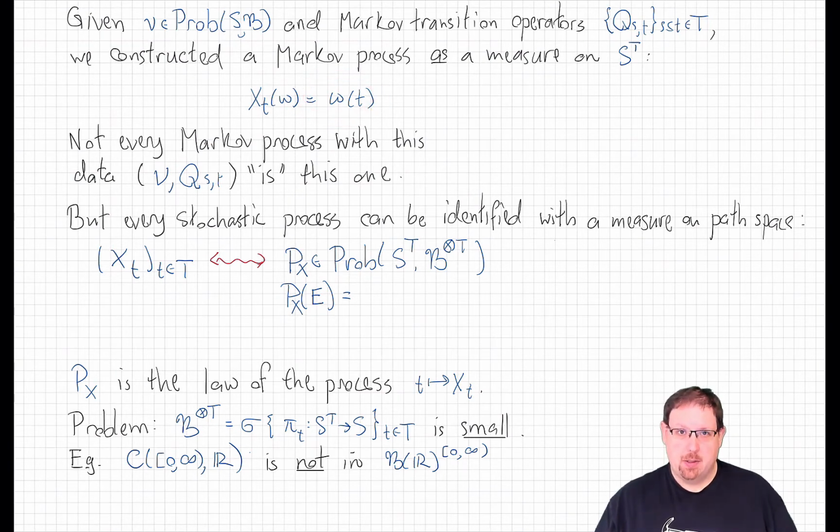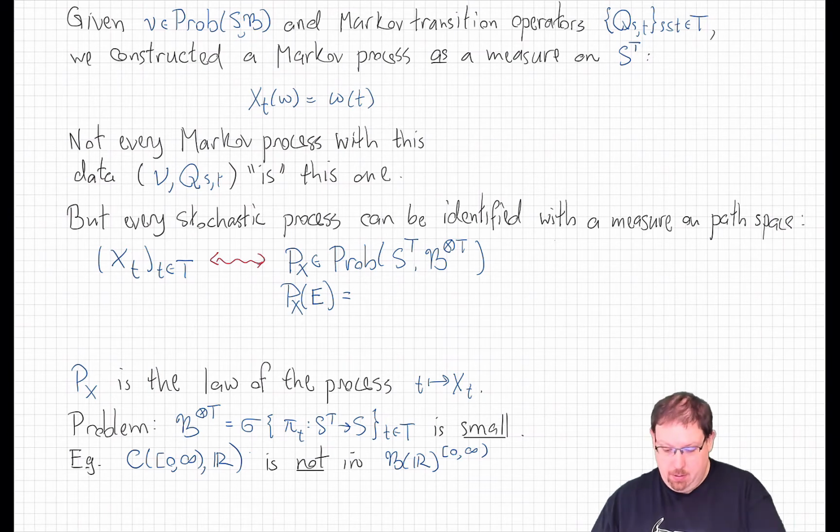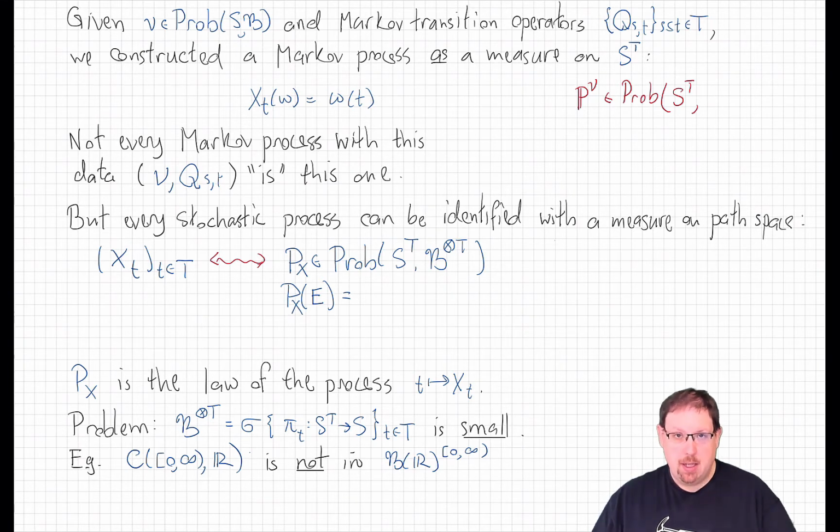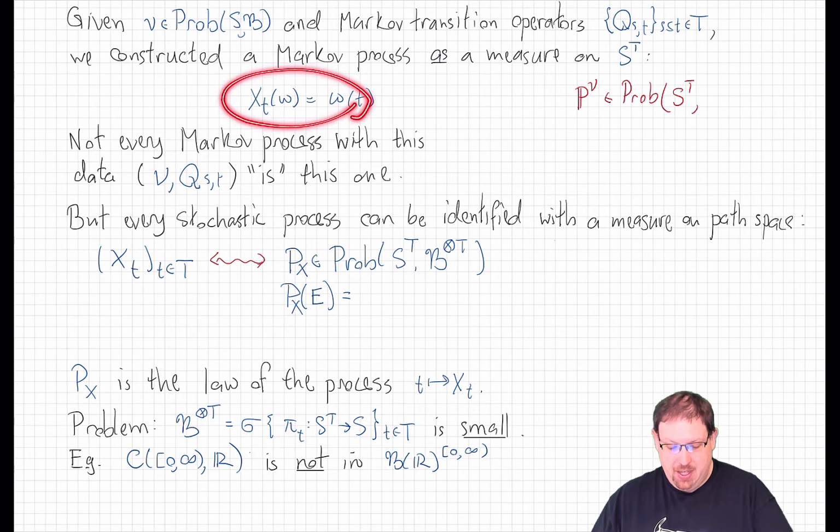Defining the process this way means that we must construct a probability measure so that this coordinate process has the right finite dimensional distributions to have the given kernels. We then typically denote that probability measure as P_nu, where nu is the initial distribution. So that is a probability measure on S to the T, equipped with the smallest possible sigma field that we could use in order to make all of these measurable for each t.